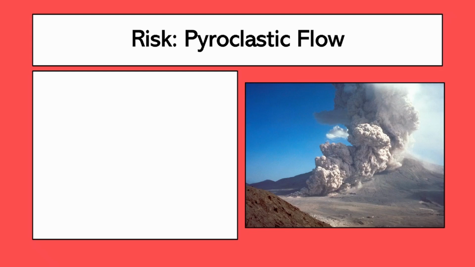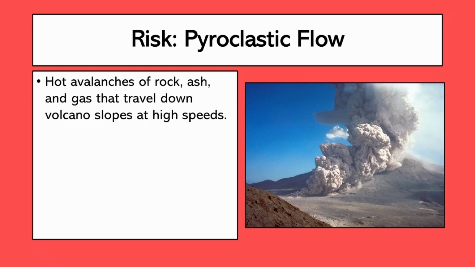The second risk we're going to look at is pyroclastic flow. Now, this is a hot avalanche of rock, ash, and gases, like really hot and compressed gases that travel down the volcano at high speeds. Now, this isn't things like lava. Lava is just the hot magma that's come up to the surface and is flowing down. Pyroclastic flow is essentially anything else. So all of your rocks, all of your ash, all of that gas that's coming down.